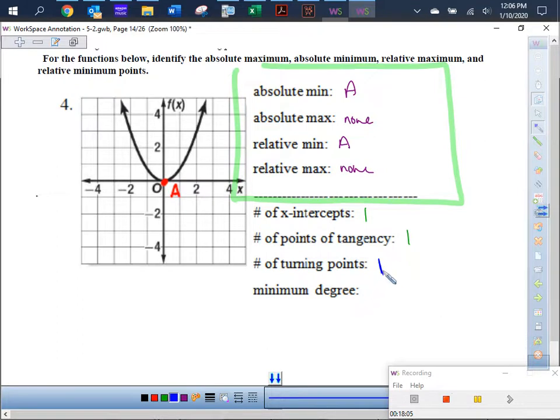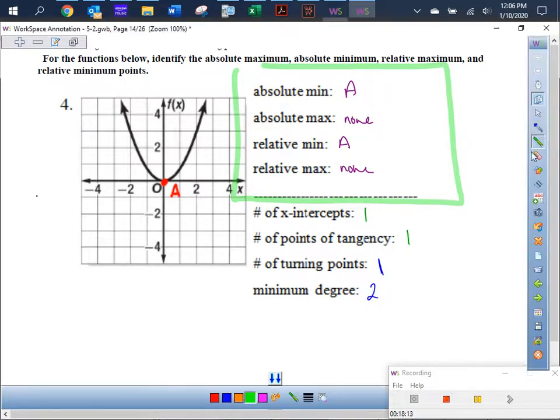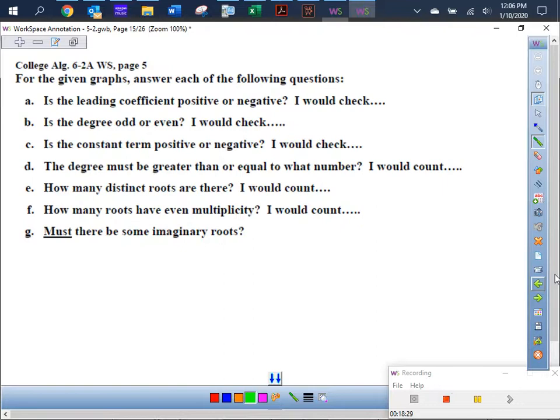So the minimum degree is turning points plus 1, and that would be 2. Are there any imaginary zeros? Well, we add these together because there's 1 x-intercept here, and you add that with your point of tangency, that adds up to be 2, and since that equals your degree, there are no imaginary zeros in this case. So we'll just keep on practicing with that.